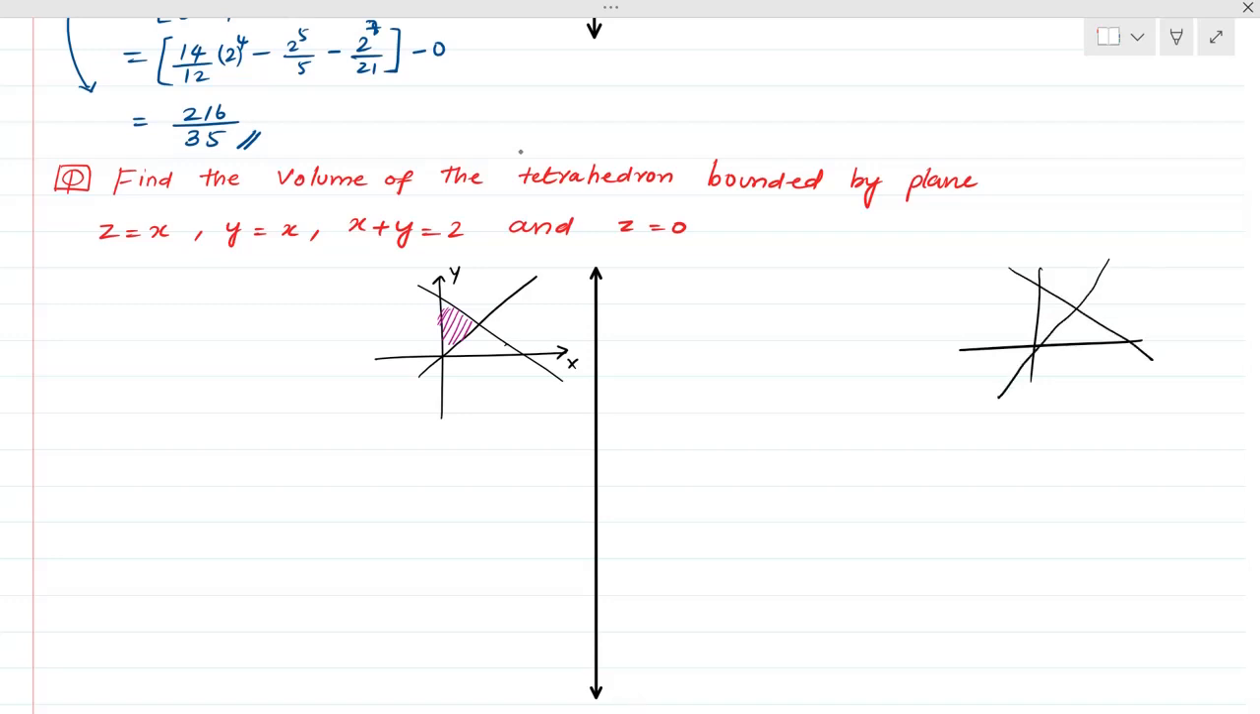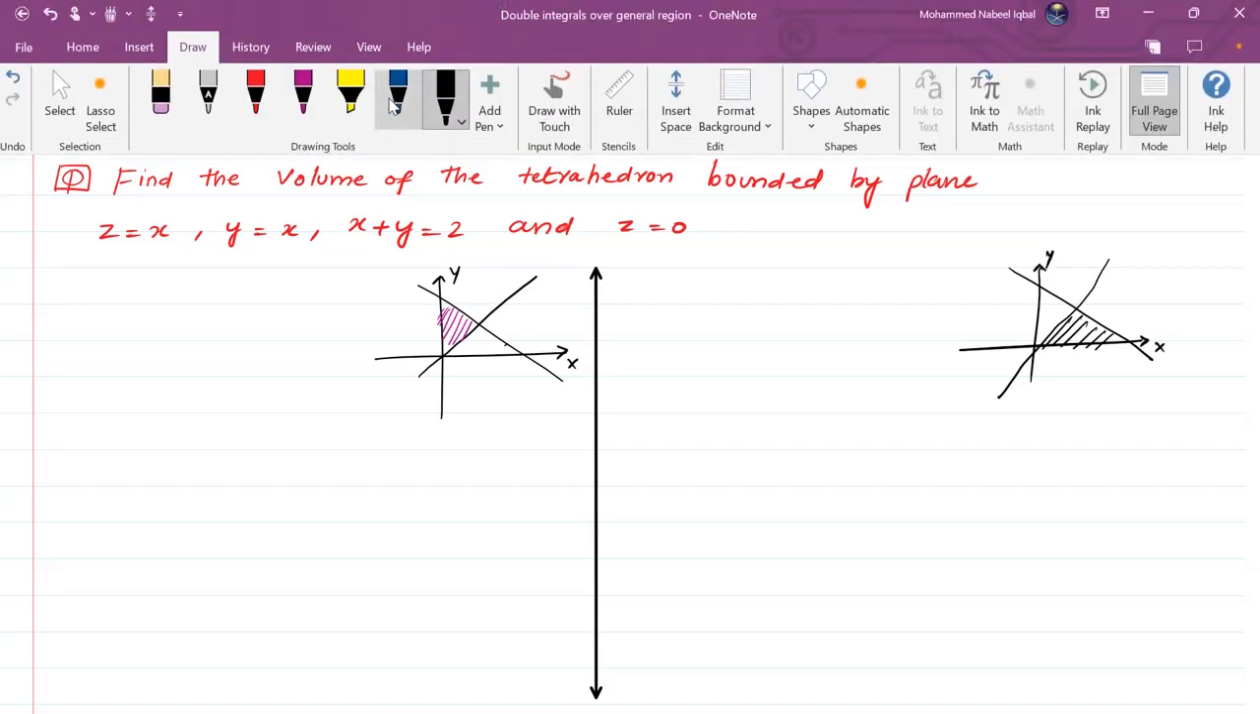I will take the different triangle. I want to calculate this one. This is the same graph, but we have a different limit. So let us start with this one here.